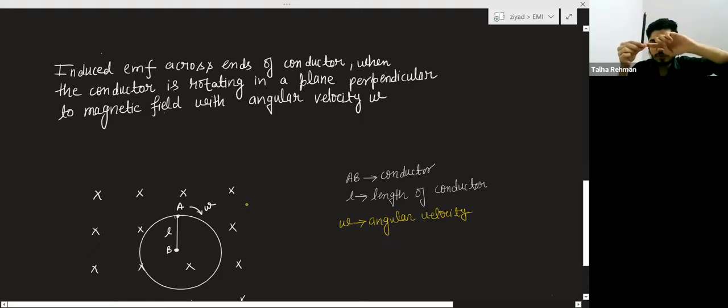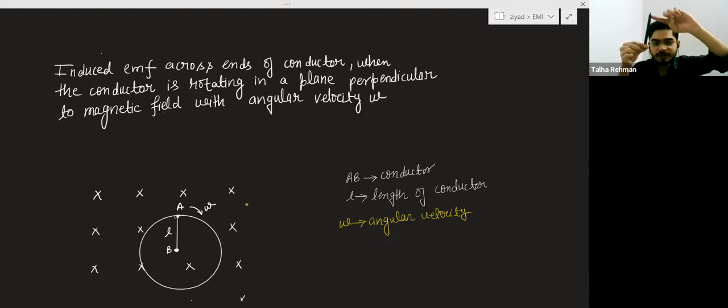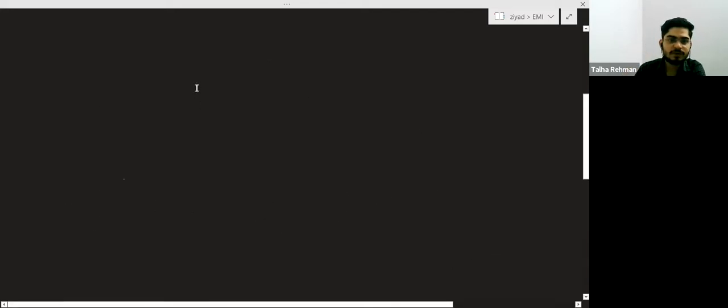The angular velocity of all the points on the wire will be the same. That day I think I told you that at all the points of the conductor, the angular velocity will be the same. So once again, I am explaining what the angular velocity is.